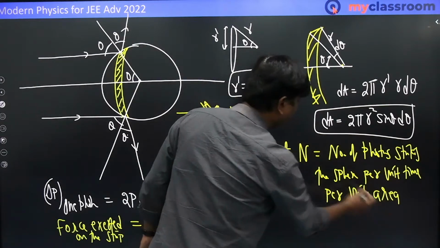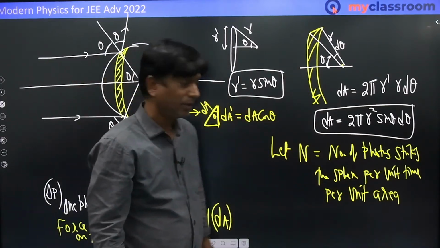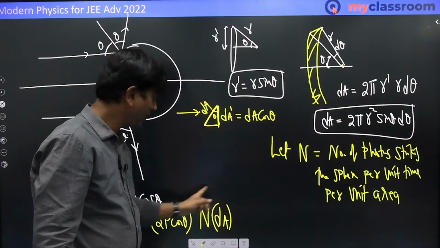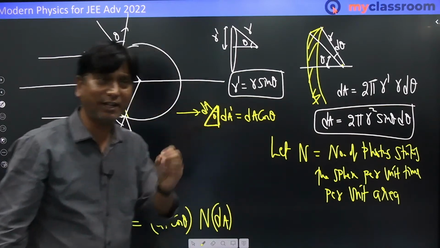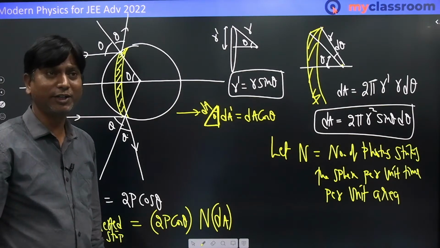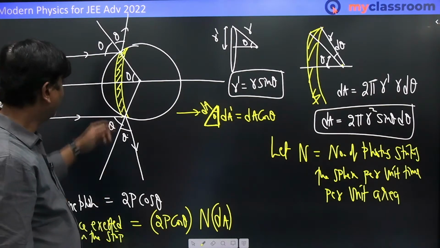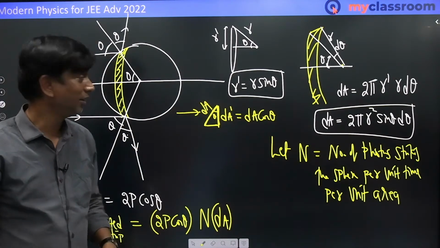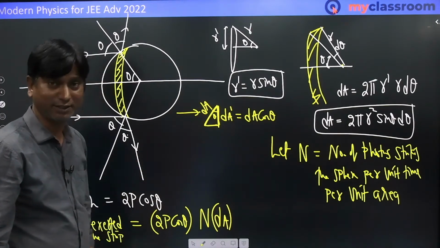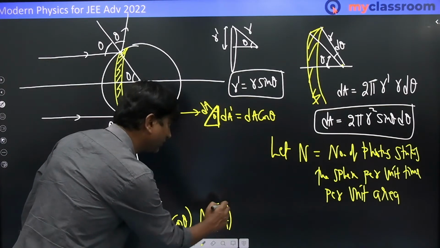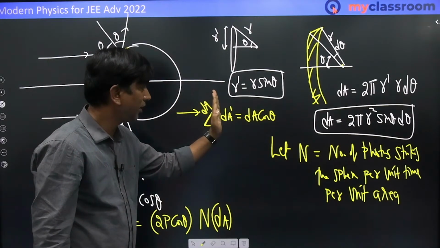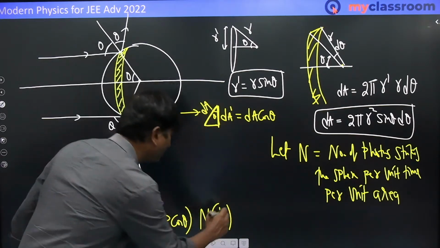See, per unit area it is n. Then for total area dA, the number of photons striking is n into dA per second. Multiplied by the change in momentum of each photon, this gives the force exerted on this particular strip. And one more thing: dA or dA dash, definitely you have to take dA dash, because that is the area projected normal to the photons. So you have to put dA dash.